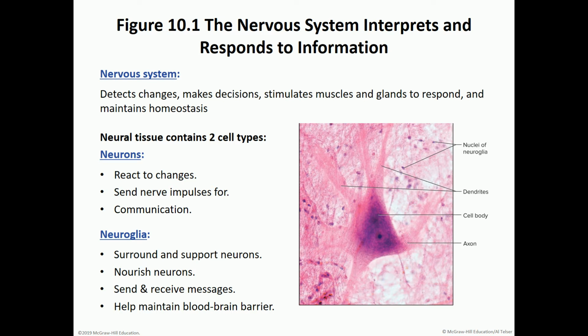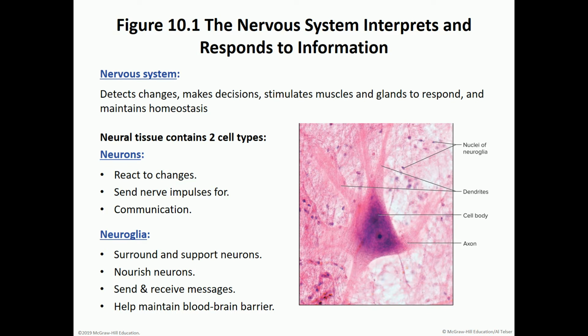The neural tissue is made out of 2 different kinds of cells. The main cell is the neuron. Neuron is equal to nerve cell. The neuron is the actual main player of the nervous system. These neuroglial cells are the support system of neurons.